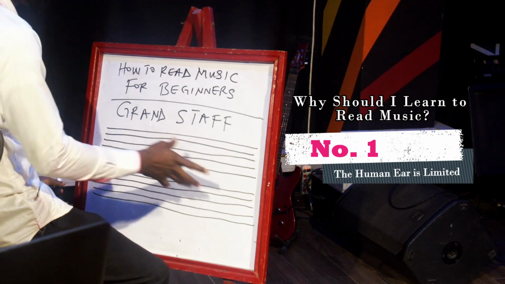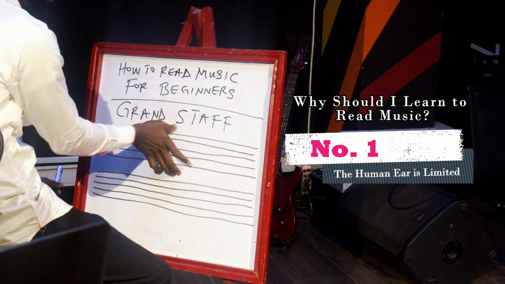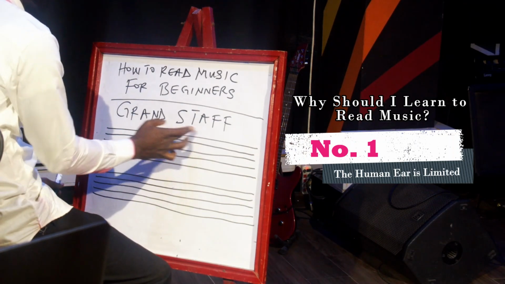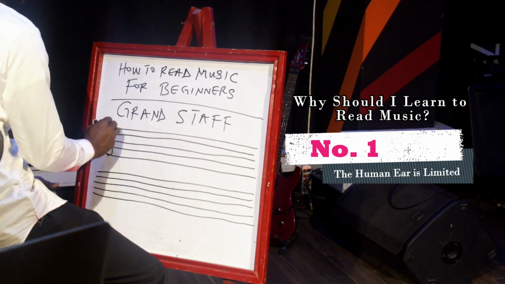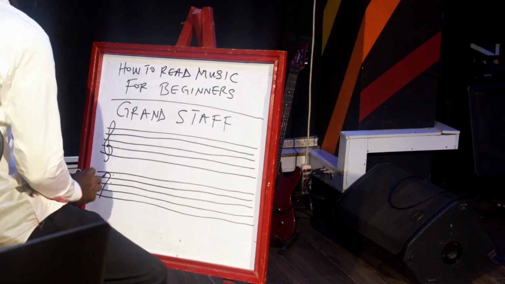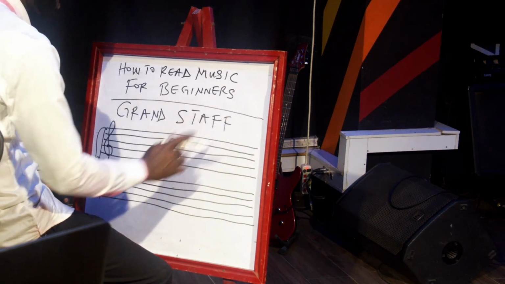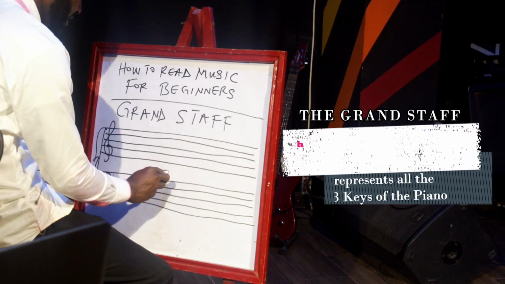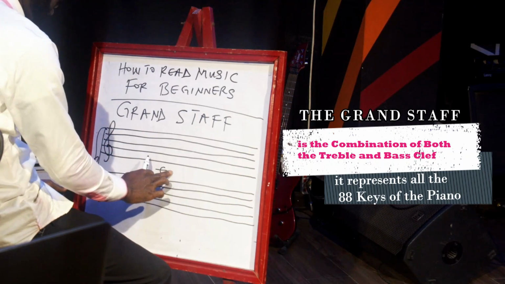To read music in a standard way, we use the staff. The staff is 5 lines and 4 spaces. These are the 5 lines, line 1, 2, 3, 4, 5, and the spaces in between, 1, 2, 3, 4. Now this is what we call the treble clef, and this is the bass clef. When we put the two together, we call it the grand staff. All the 88 keys on the piano are represented on these lines and spaces.